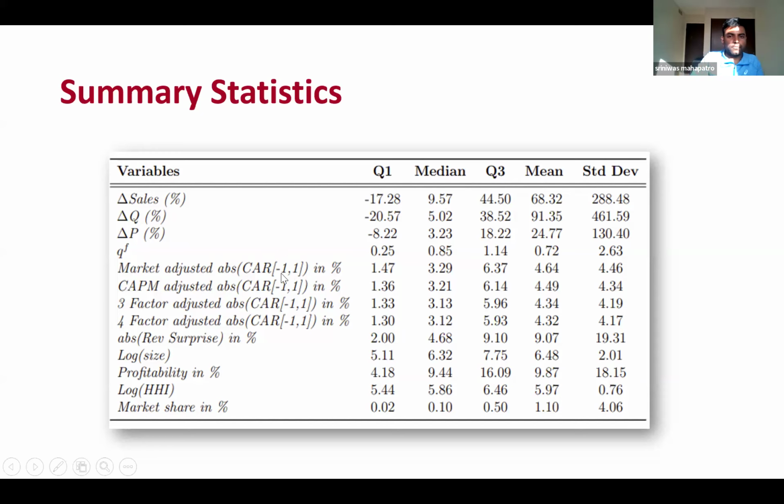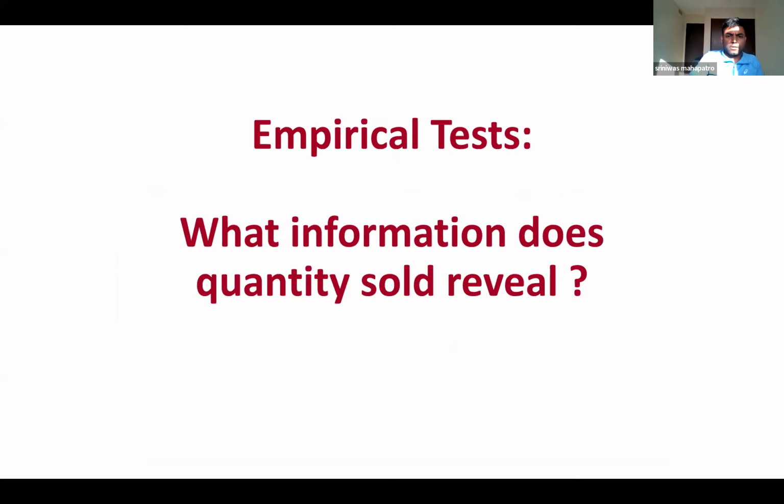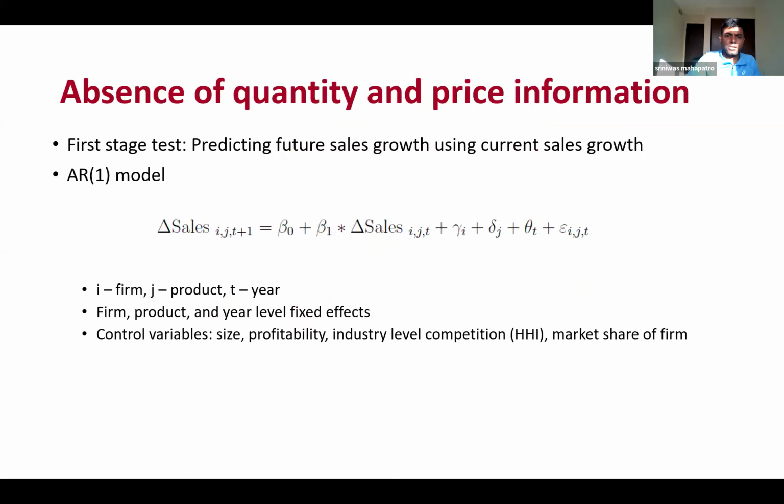For our CAR measures, we have used a whole host of measures: CAPM, 3-factor, 4-factor, and we have a bunch of controls too. Initially, the first stage test that we do is to find out what exactly is the information in these quantity disclosures. So before going into the quantity demand factor and the proportion of quantity growth in the sales growth, we do a basic sanity test of how sales are correlated in future periods. We do an autoregressive model where we check how the sales growth in the next period depends on the sales growth in the current period.